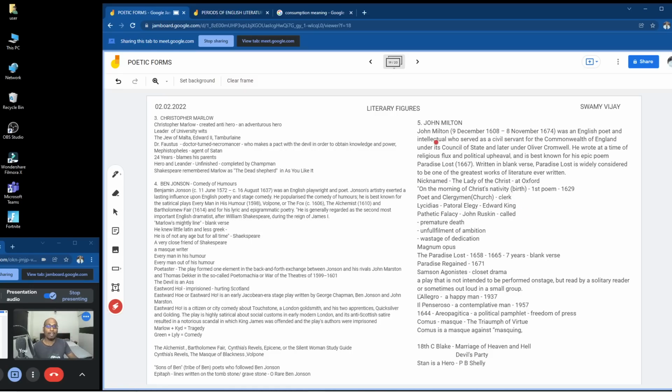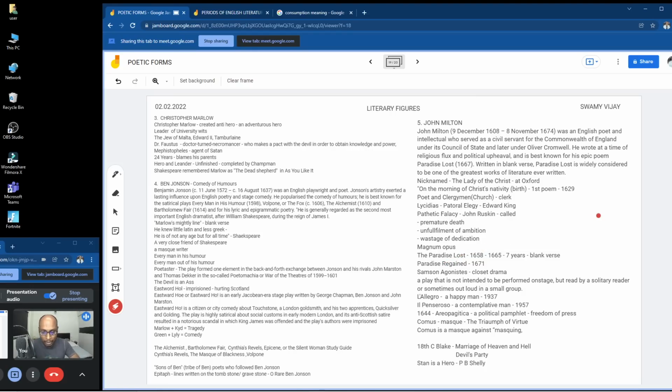Okay, right. So John Milton is also nicknamed the Lady of Christ. When he was studying at Oxford, he was nicknamed the Lady of Christ. Who was nicknamed the Lady of Christ? John Milton. And he published his first poem in 1629, On the Morning of Christ's Nativity. He is a hardcore Puritan. He wanted reformation from Charles the First to Oliver Cromwell's Republican period. He is a kind of rebel. To put it simply, Milton is a rebel.